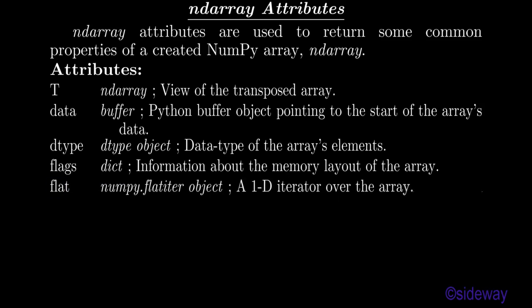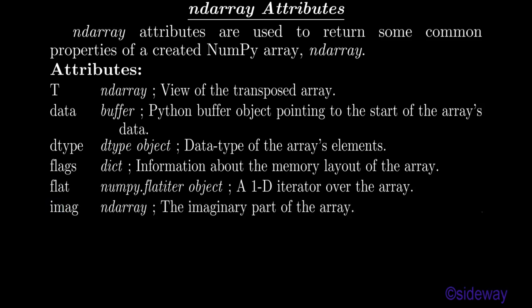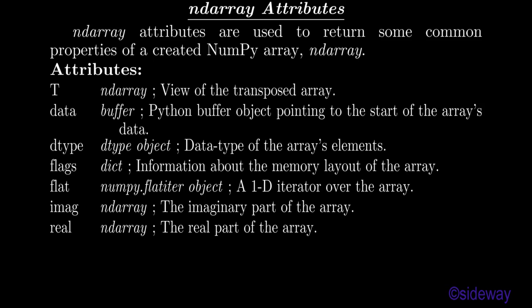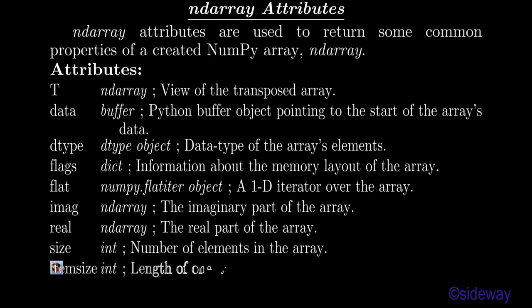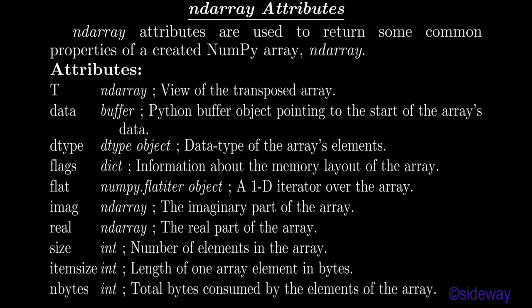Flat, numpy.flatiter object, a 1D iterator over the array. Imag, ndarray, the imaginary part of the array. Real, ndarray, the real part of the array. Size, int, number of elements in the array. Itemsize, int, length of one array element in bytes. Nbytes, int, total bytes consumed by the elements of the array.